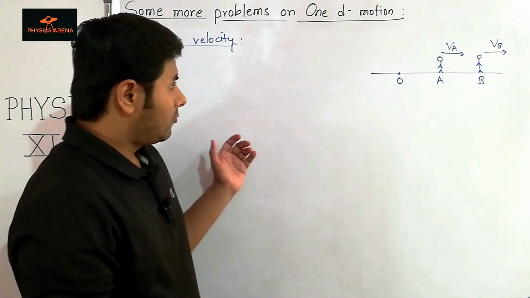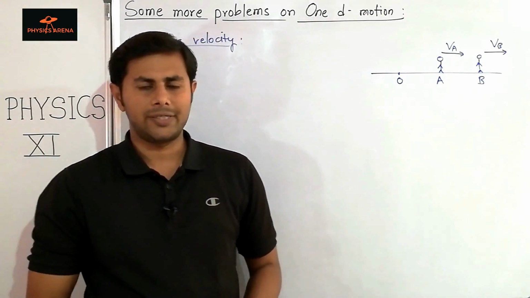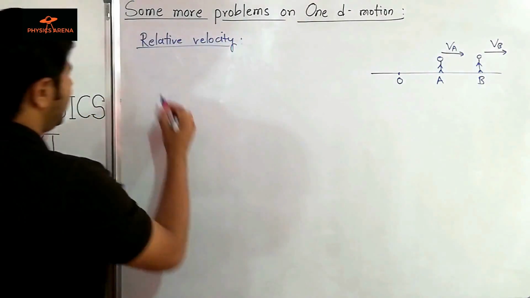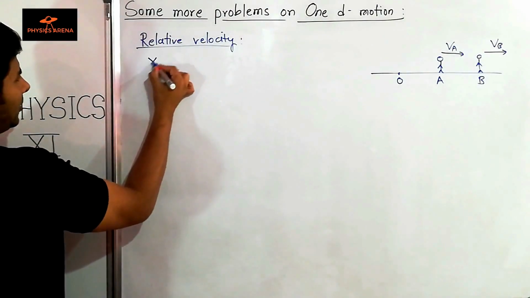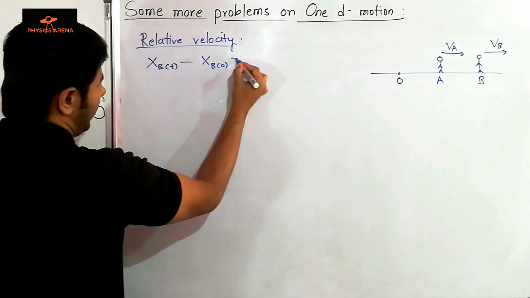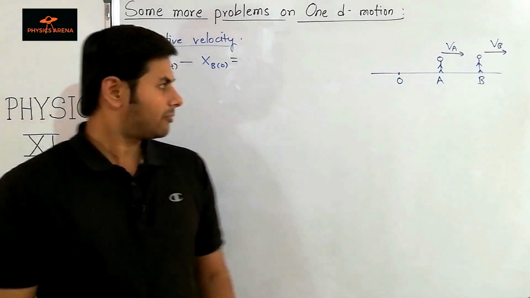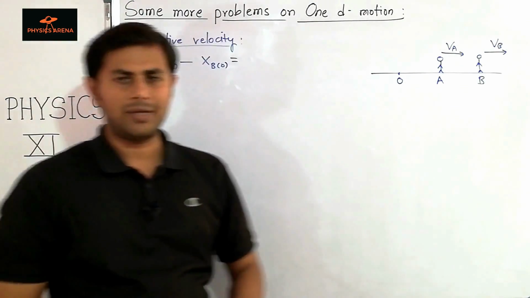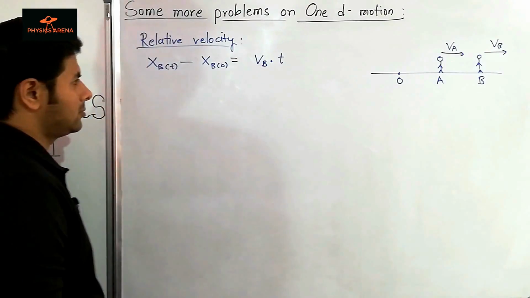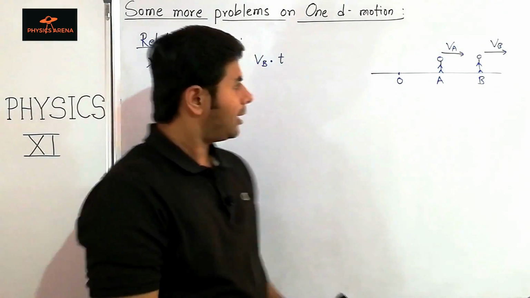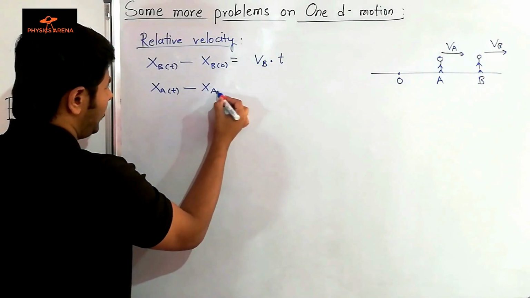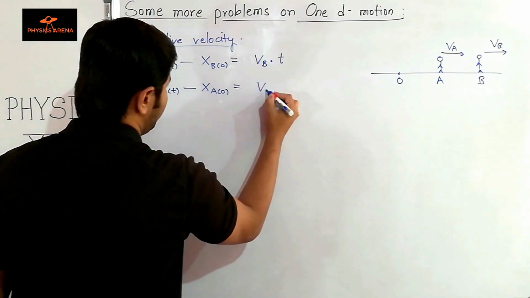Now we know how to find displacement. It is change in position and it is velocity multiplied by time. So I can write for displacement of B, position of B at some time t minus position of B at t equals to 0, and it will be equal to velocity of B multiplied by time. So it is Vb times t. Similarly, for A, I can write position of A at time t minus position of A at 0 is equal to Va times t.